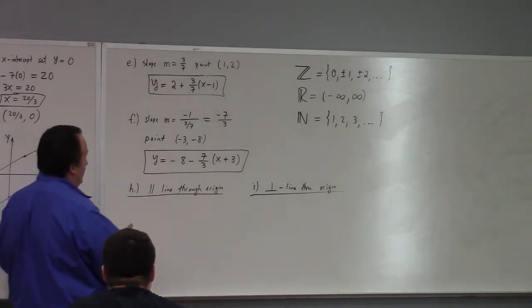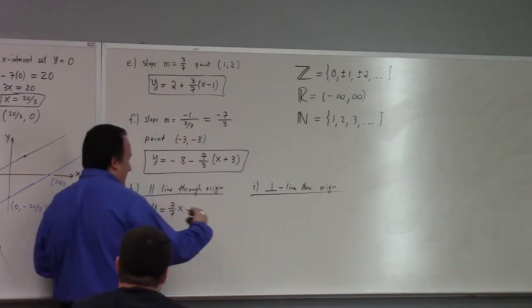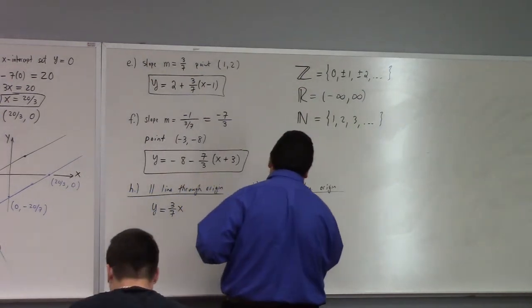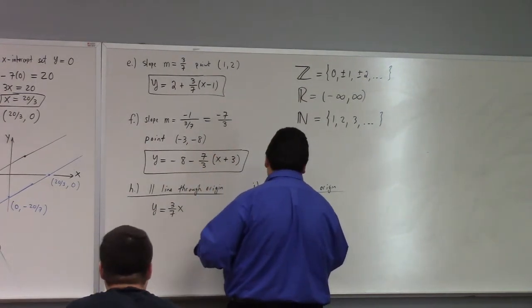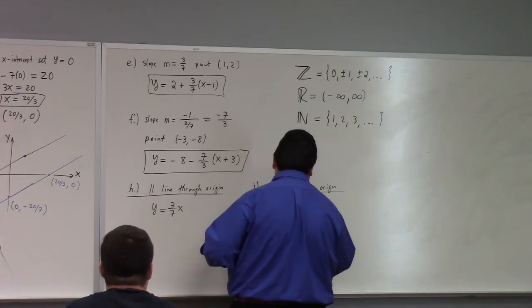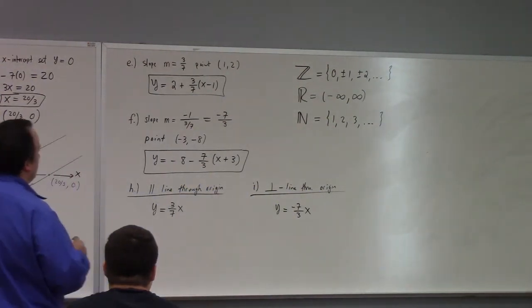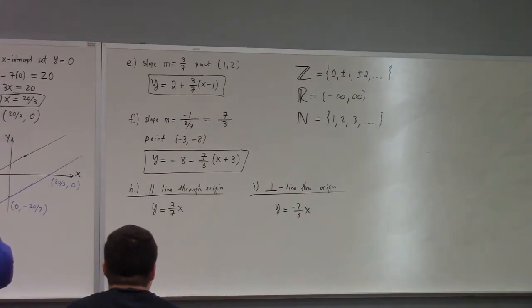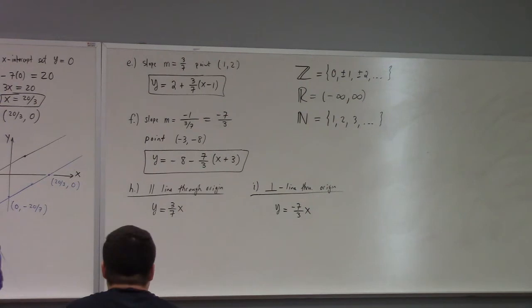So the parallel line through the origin would just be y equals 3/7 x. The perpendicular one through the origin would be minus, what was it? 7/3 x, right? Trying to make sure I don't flip them. Did I just flip it? Okay, we're fine. It's been a long day. I'm wary of my formulas.